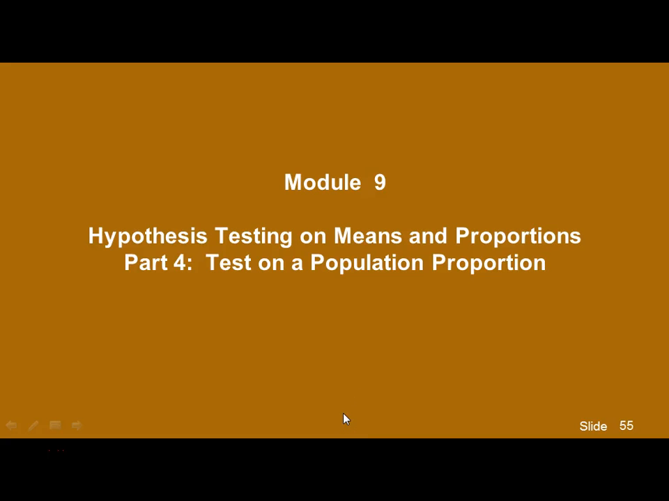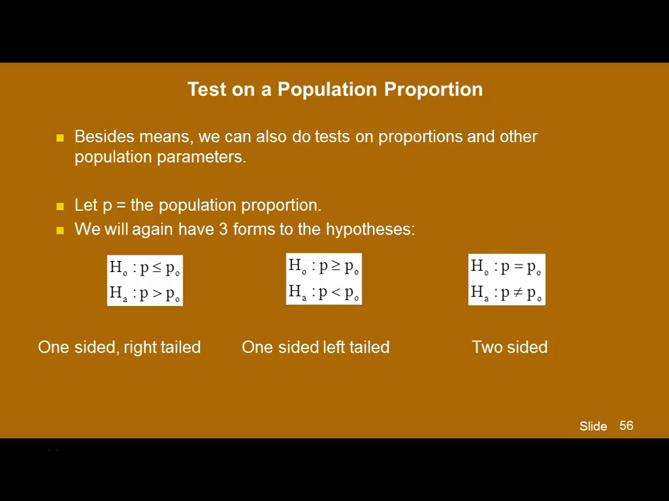Hello, we're still in Module 9, continuing our discussion of hypothesis testing, and now it's time to take up a test on a population proportion. Besides means, of course, we can do tests on proportions and other population parameters. And we've talked a little bit about proportions in earlier modules. We let P equal the population proportion.